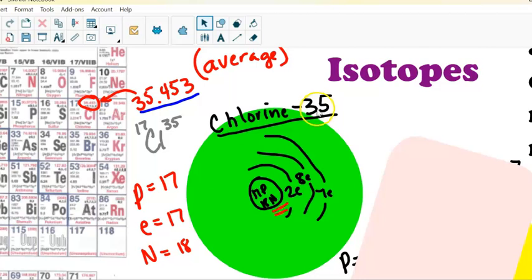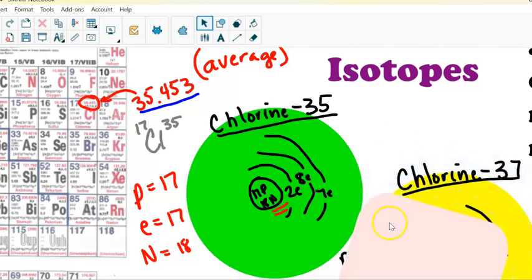Okay, so that means that 35 is this one. Remember, this is an average, so there are others out there. It's just that most of them are around 35, or else the average wouldn't be close to 35. Like, for example, there is chlorine 37. So let's look at what I mean by that. This isotope is chlorine 35, chlorine 37.